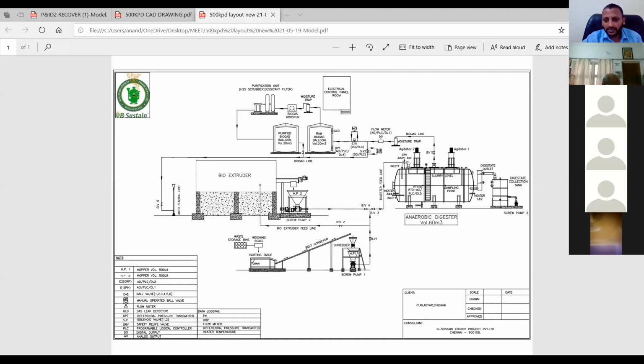We have installed two agitators in the horizontal digester. It is also a CSTR digester. That is a ready-made digester, which we call a containerized type. We can take these digesters and transport them anywhere using a trailer. Then we have inserted ceramic heaters.